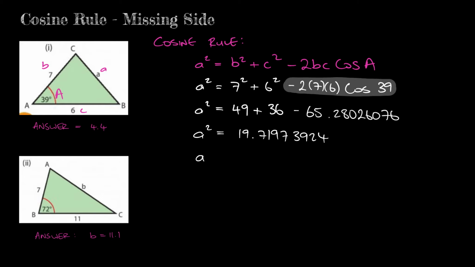To find out what a is, I need the inverse operation to square, and the opposite operation to square is square root. So I have to get the square root of all of this, and the square root of all of that will give me my answer.